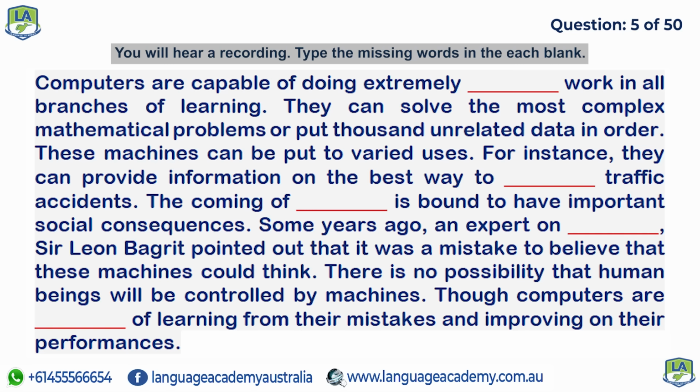The coming of automation is bound to have important social consequences. Some years ago, an expert on automation, Sir Leon Bagrat, pointed out that it was a mistake to believe that these machines could think. There is no possibility that human beings will be controlled by machines, though computers are capable of learning from their mistakes and improving on their performances.